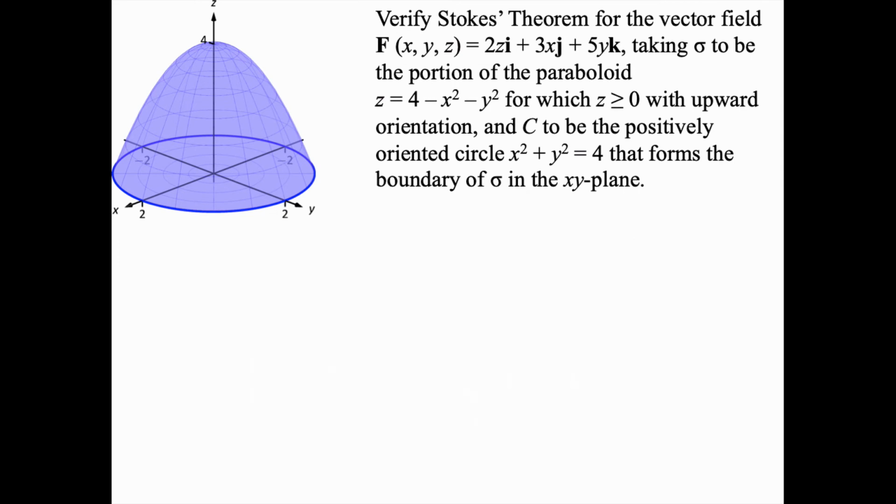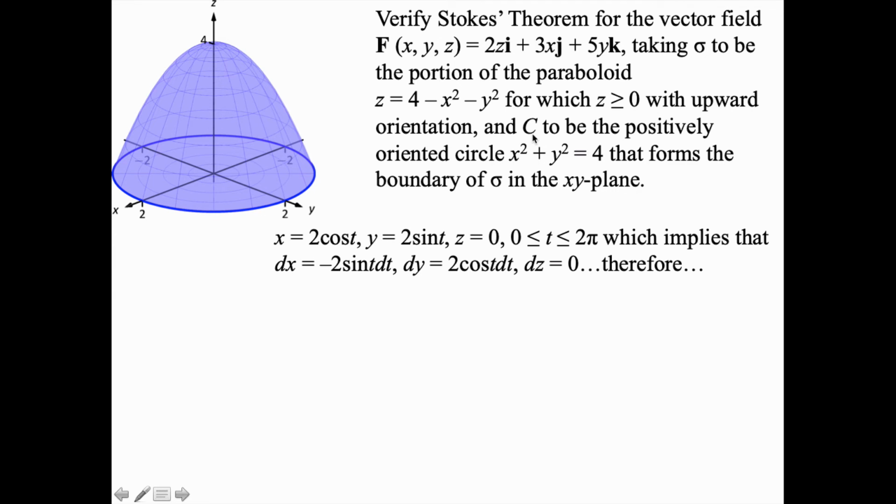Let's take another example. So we have the same paraboloid, but this time we have a different vector field F: 2z i plus 3x j plus 5y k. I'm going to take, again, sigma to be that portion of the paraboloid for which z is greater than or equal to 0 with upward orientation again. And C is going to be the positively oriented circle x squared plus y squared equals 4. That forms the boundary of sigma in the xy plane. So let's verify Stokes' theorem. So we have our same parameterization.